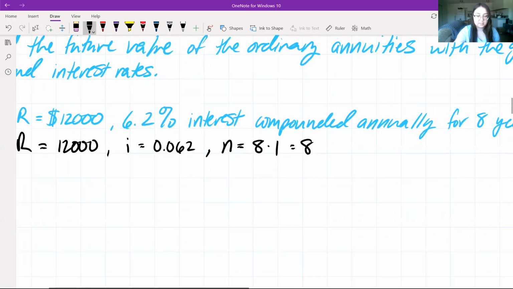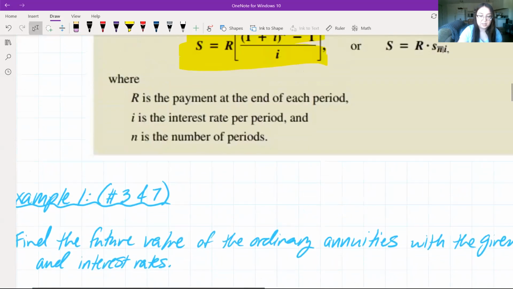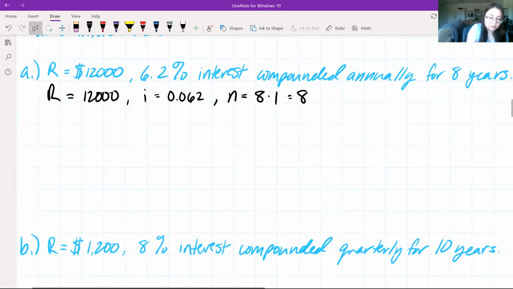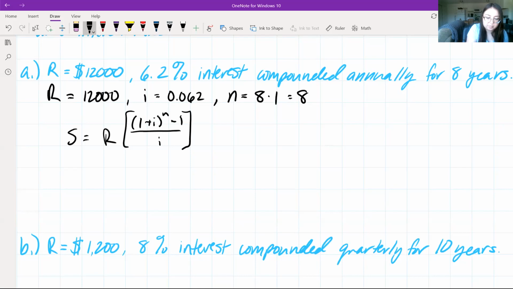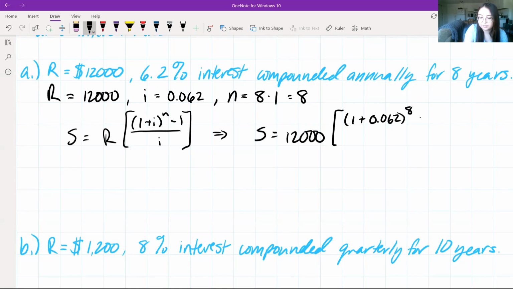All right, so we want to use this equation that we have up here, which is S equal to R times 1 plus I to the n power minus 1, divided by I. So we're going to plug all of our values in. We have S equal to 12,000 times 1 plus 0.062 to the 8th power minus 1 divided by I.